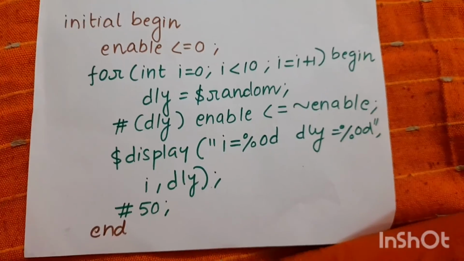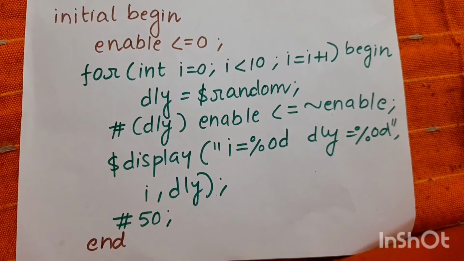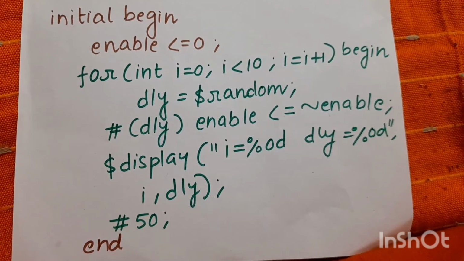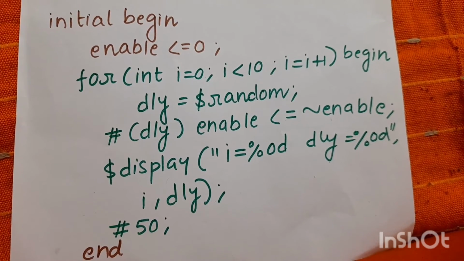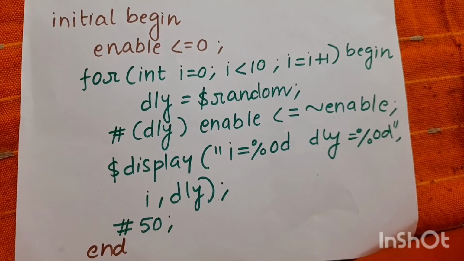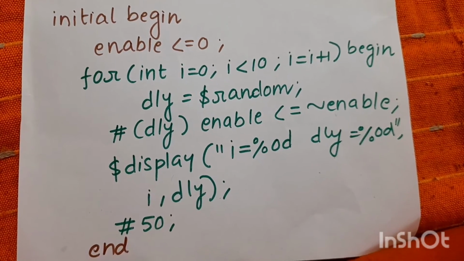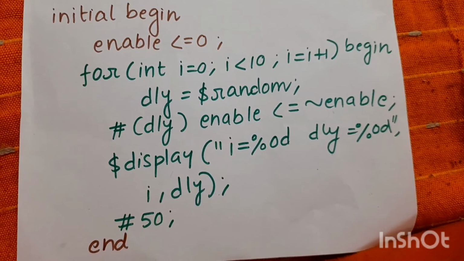Again we are having an initial begin end block. First of all we are setting enable to 0. Then what we are doing, we are setting a for loop, for begin and end loop is there. Okay, we are setting a variable I, integer I, and we are running the loop for 10 times, 0 to 9. So I is equal to 0, I less than 10, I is equal to I plus 1.